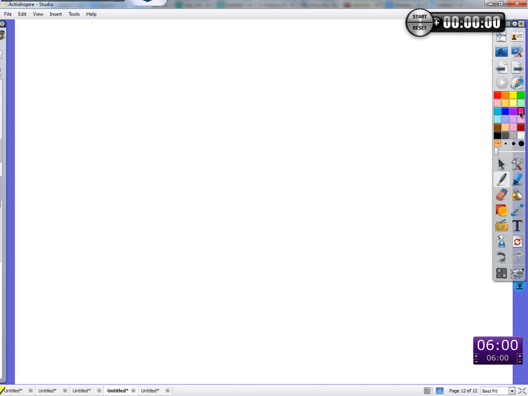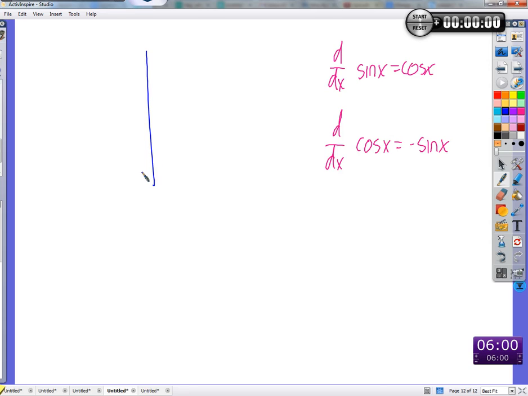All right. Well, the derivative of the sine of x is the cosine of x. Derivative of the cosine of x is negative sine x. Let's just real quickly look at that and see if we're convinced by looking at a picture.